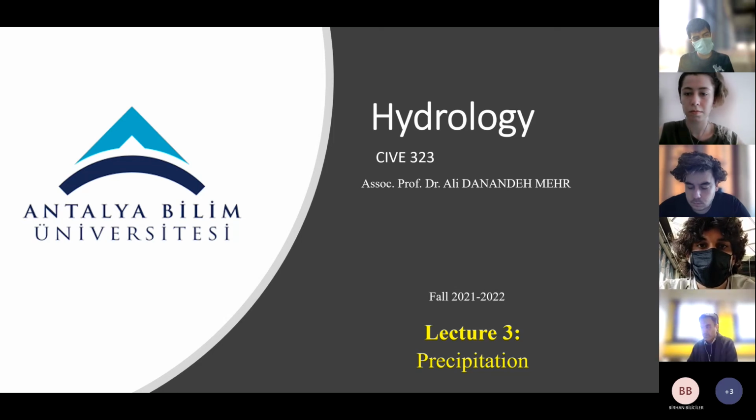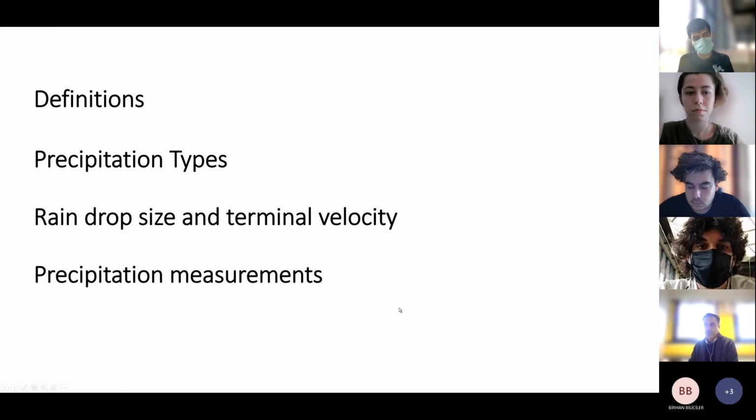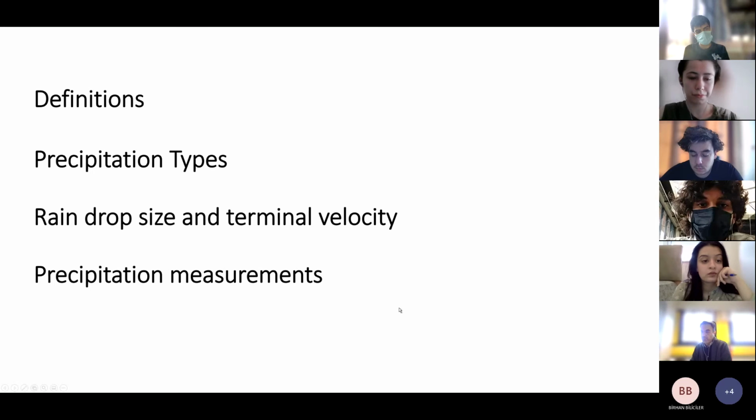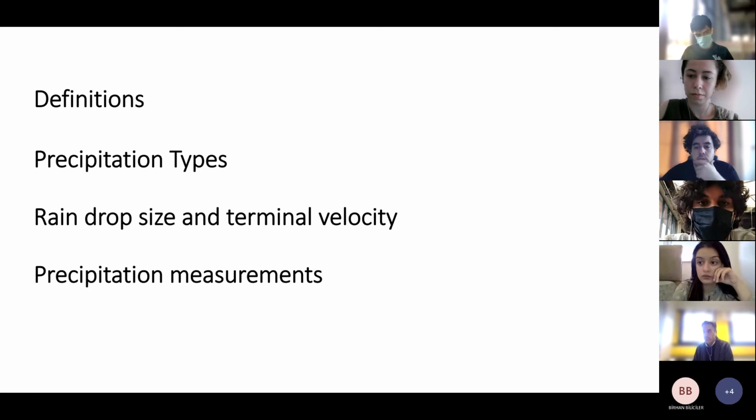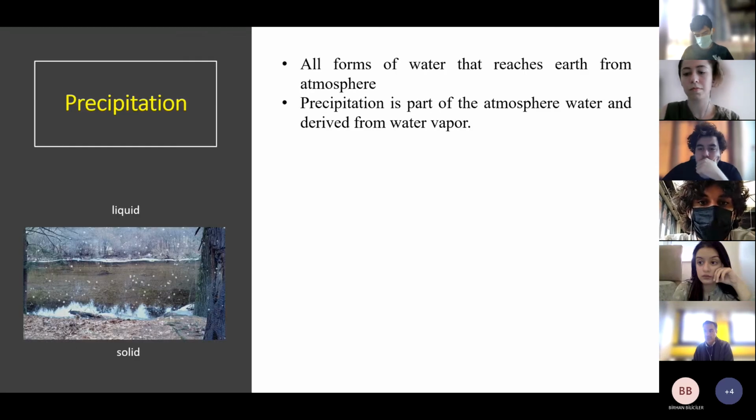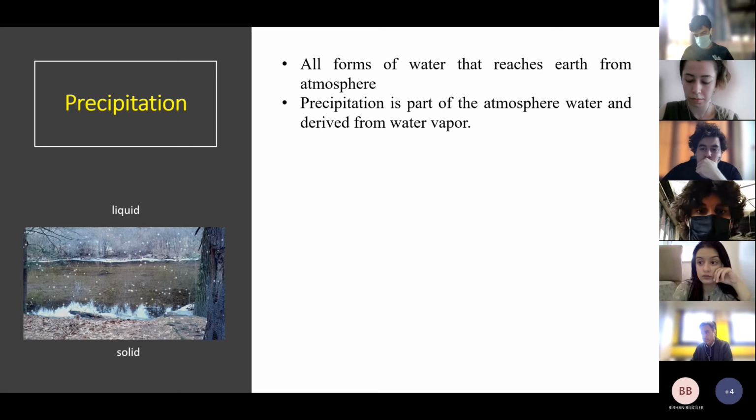In the next lecture, we will go to the hydrological application of precipitation. Today's agenda includes definition, precipitation types, raindrop size and terminal velocity, precipitation measurements. Maybe you are familiar with some parts of this lecture, therefore you can accept this as a recall of your knowledge from geography in high school.